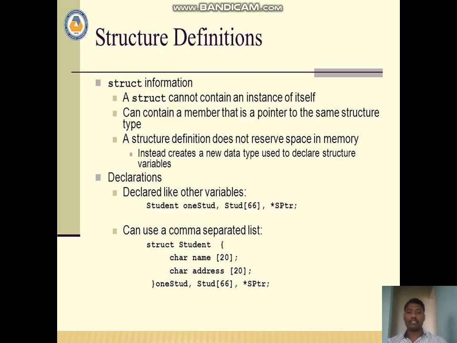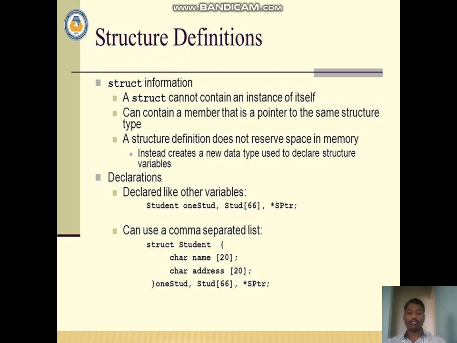Structure definitions. Struct information. A struct cannot contain an instance of itself, but can contain a member that is a pointer to the same structure type. A structure definition does not reserve space in memory. Instead, it creates a new data type used to declare structure variables. Declaration like other variables: struct student stud, stud6, *sptr.